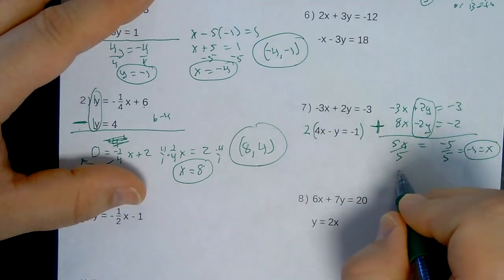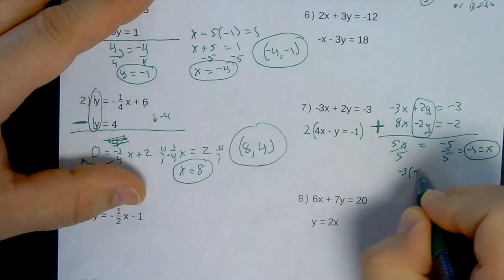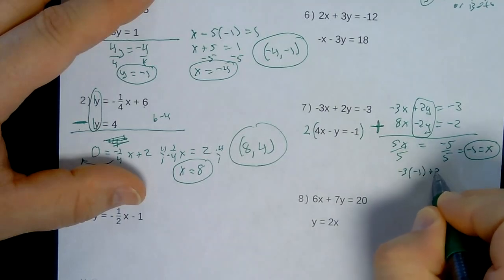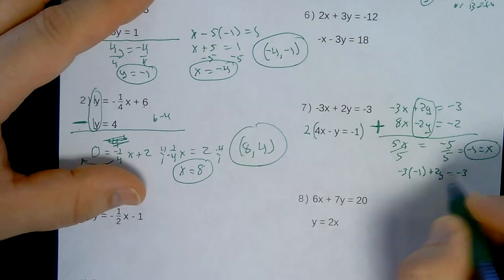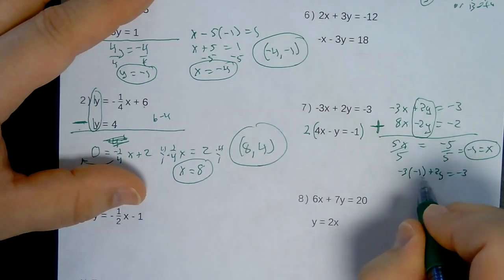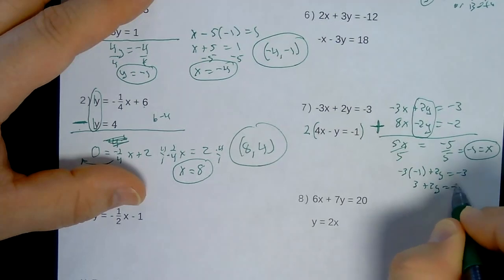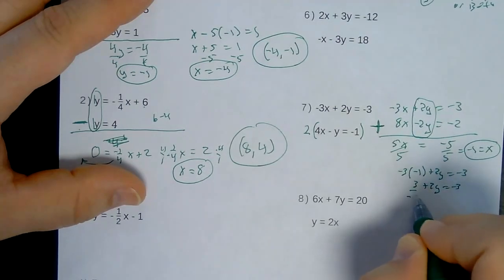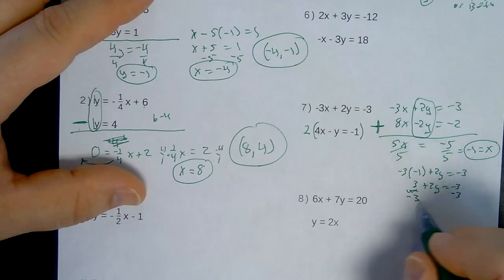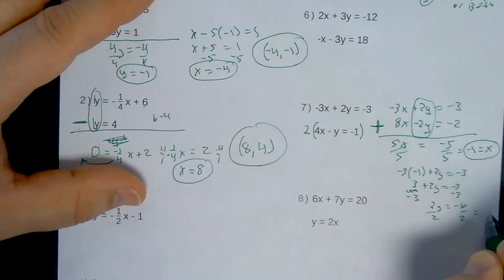Okay. So I have negative 3 times negative 1 plus 2y is equal to negative 3. So negative 3 times negative 1 is 3, plus 2y equals negative 3, minus 3 from both sides. Okay. Again, I'm going to minus 3, and that gives me 2y is equal to negative 6 divided by 2, and I get negative 3 is equal to y.